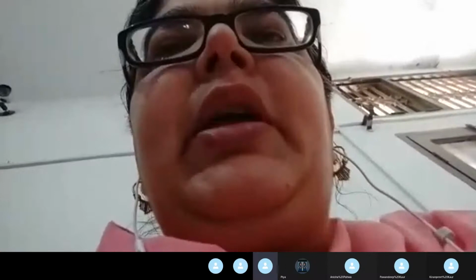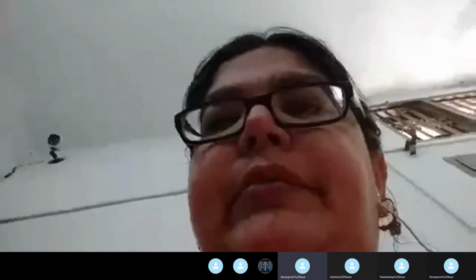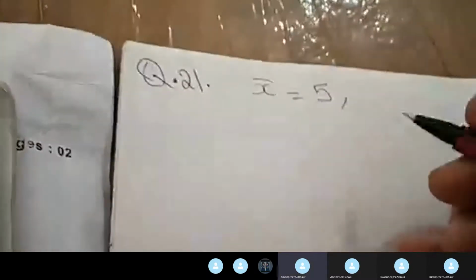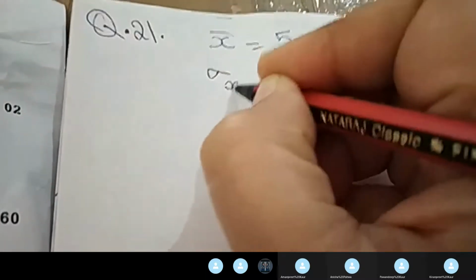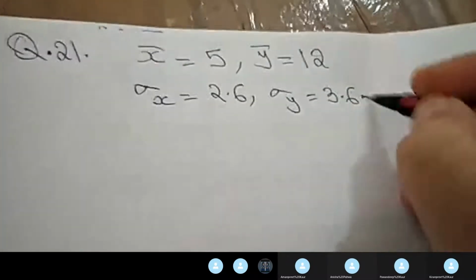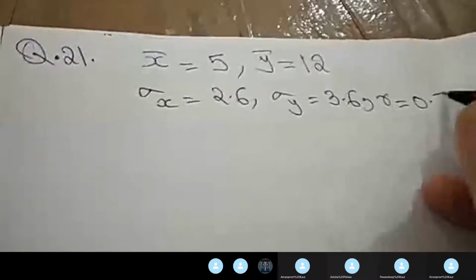Okay, so we are given arithmetic mean x bar is equal to 5. Question number 21, I hope you have noted down. Arithmetic mean x bar is equal to 5 and arithmetic mean with respect to y, that is y bar, is equal to 12. Standard deviation with respect to x is equal to 2.6. And standard deviation with respect to y is 3.6. And correlation coefficient r is 0.7.